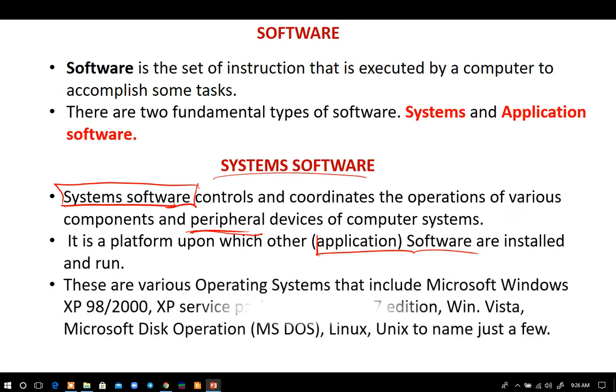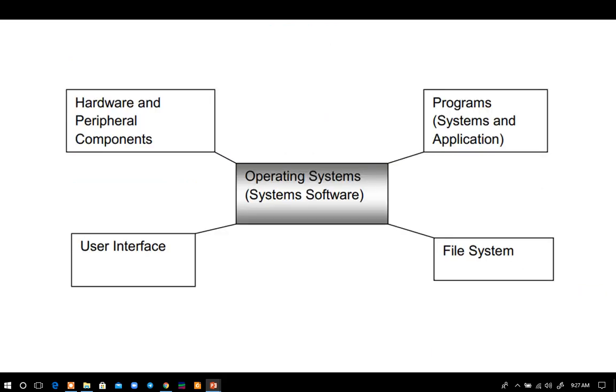So examples of these system softwares, we have Microsoft Windows XP, 98, Windows 2000, Windows XP Service Pack 2, 3, and Windows 7 edition. We have Windows Vista. We have Microsoft Disk Operating System. We have Linux. We have Unix, to name but a few. So there are a lot of them. You can just download any of them and use depending on the generation of your computer.